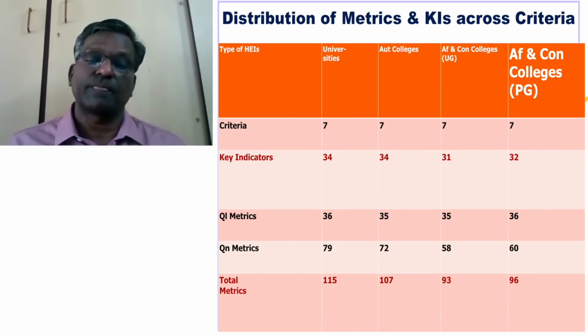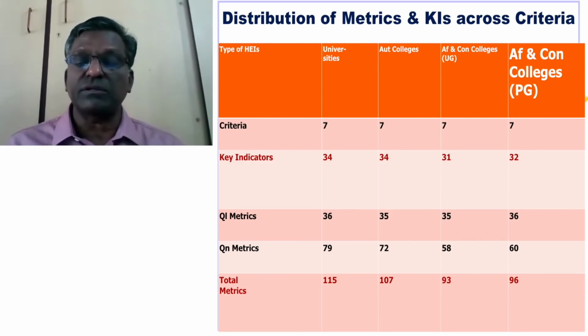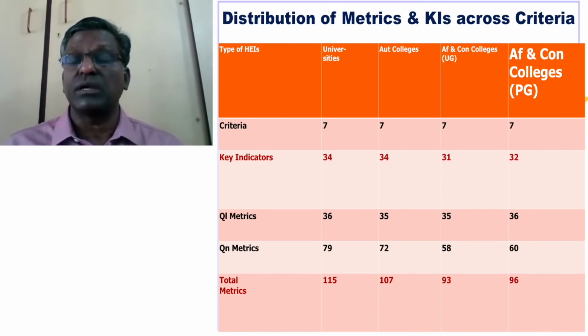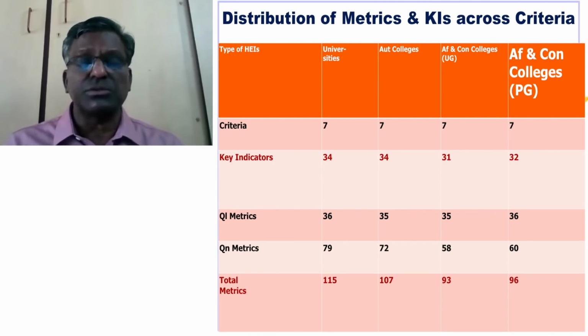Then we have metrics. Okay, and the metrics are divided into qualitative metrics and quantitative metrics. So when we talk of qualitative metrics, it is 36 for universities, 35 for autonomous colleges, 36 for affiliated and constituent colleges PG, and 35 for affiliated and constituent colleges UG. Now, when it comes to quantitative metrics, it is 79 for universities, whereas it is 72 for autonomous colleges, and it is 60 for affiliated and constituent colleges PG, and 58 for affiliated and constituent colleges UG. Okay, fine. Now, criteria, you are familiar with the term criteria, 7 criteria. Key indicators, these are the key indicators that constitute a particular criterion.